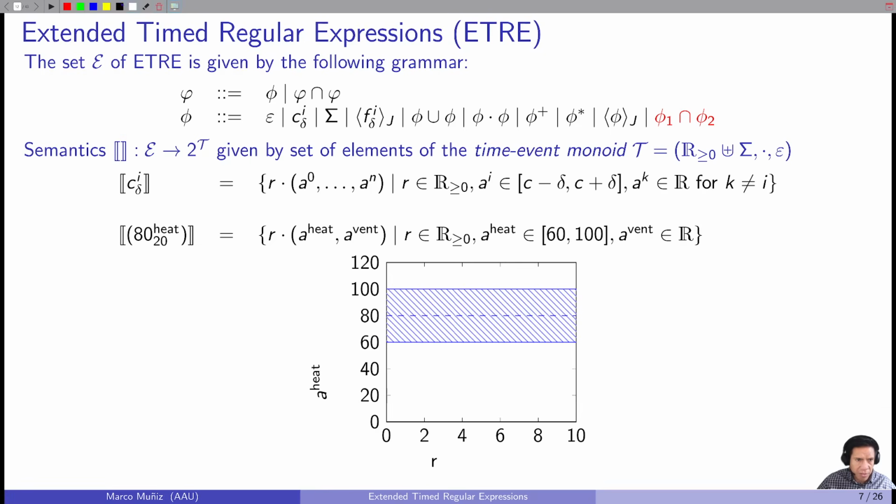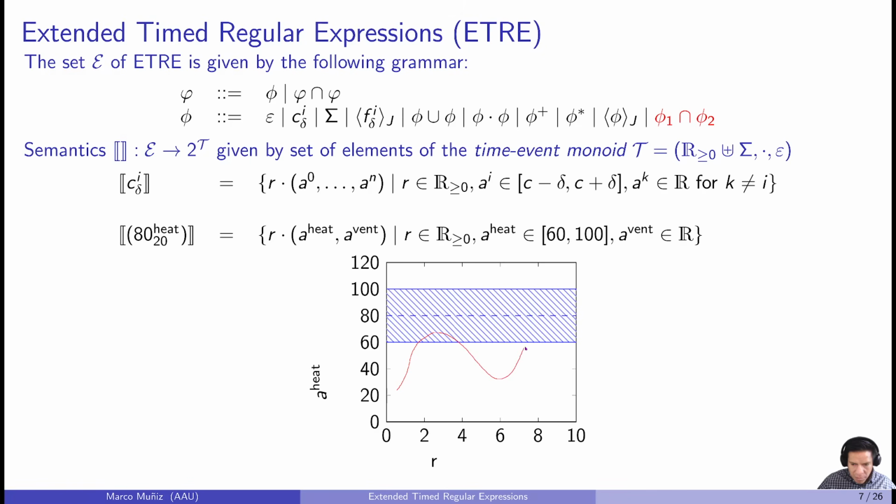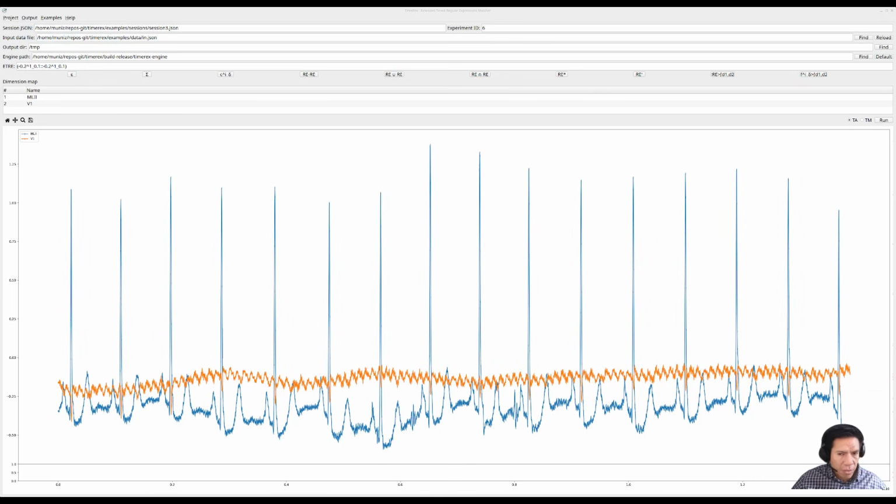Now, if we have a signal like this, and we run the pattern matching, of course, all elements that intersect with this blue area should be detected. I can show you briefly our tool. In our tool, as you can see here, we can write these expressions.